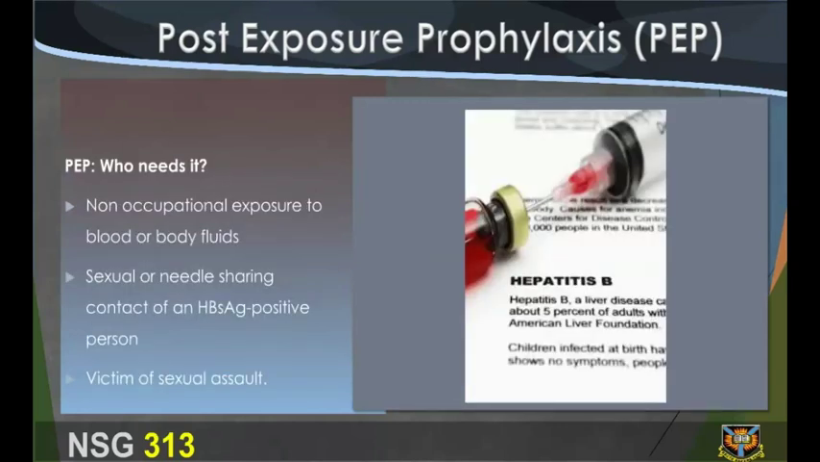Who needs it? Non-occupational exposure to blood or body fluids, sexual or needle-sharing contact of an HBsAg positive person, and victims of sexual assault.